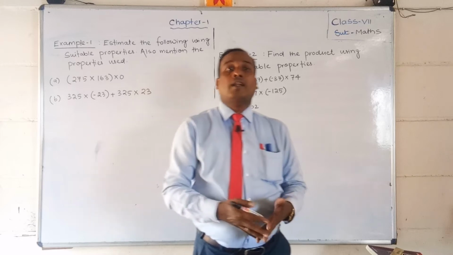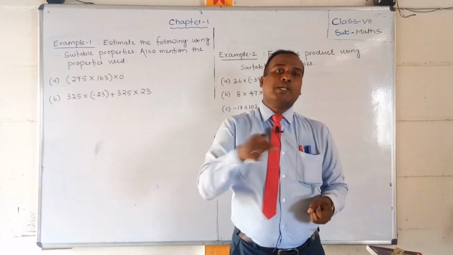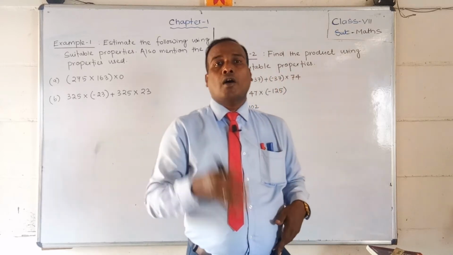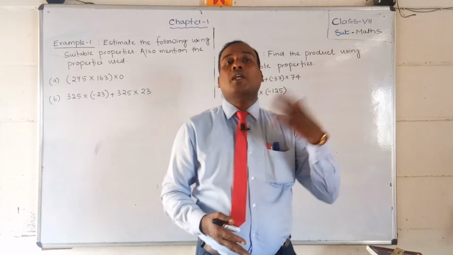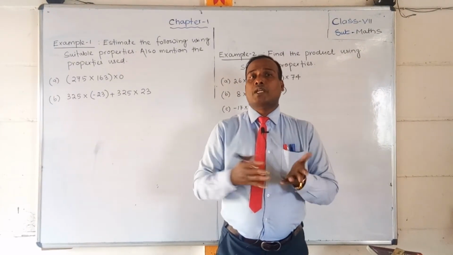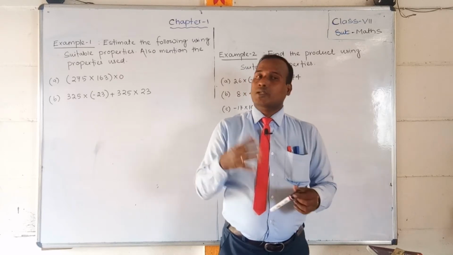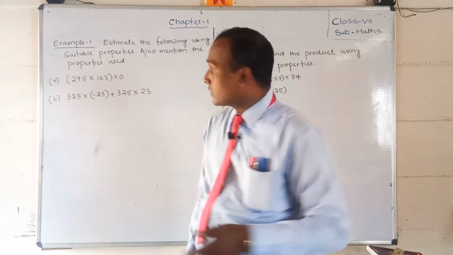how we will apply the properties and where we are using them in multiplication: the closure property, the associative property, the commutative property, or the distributive property, which are the properties we use in this number system that we have to understand in this video. So let us start. First of all, I have written the examples.